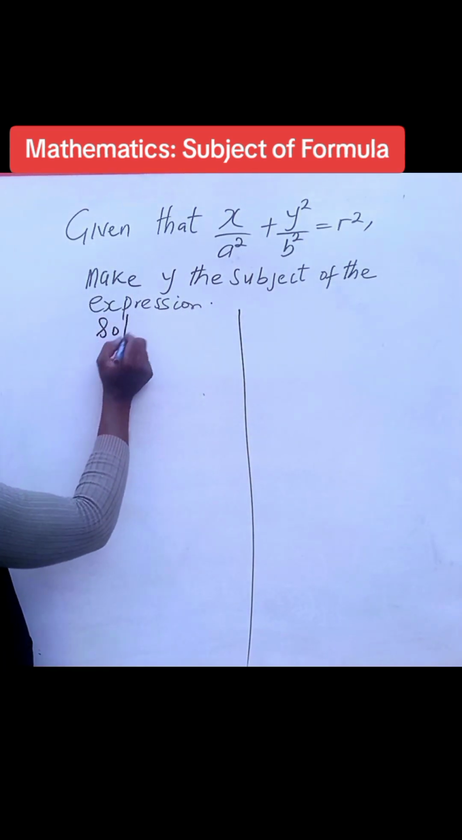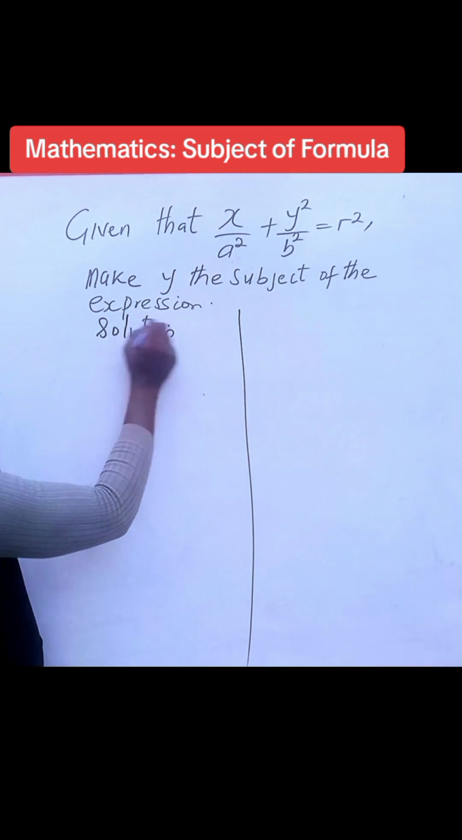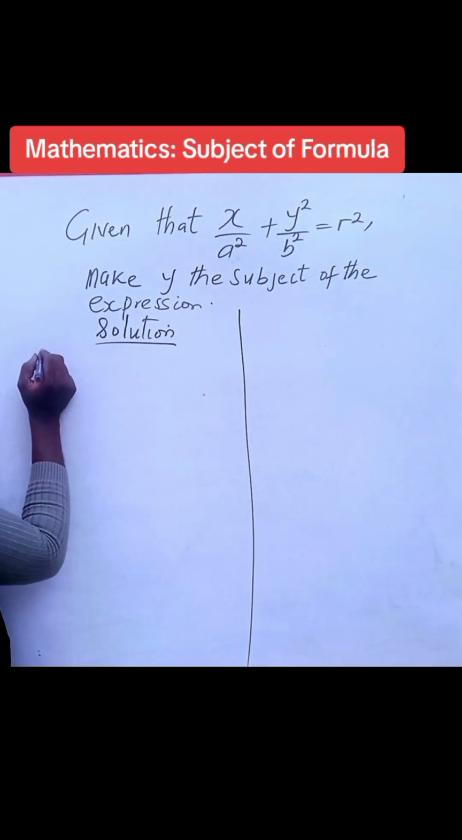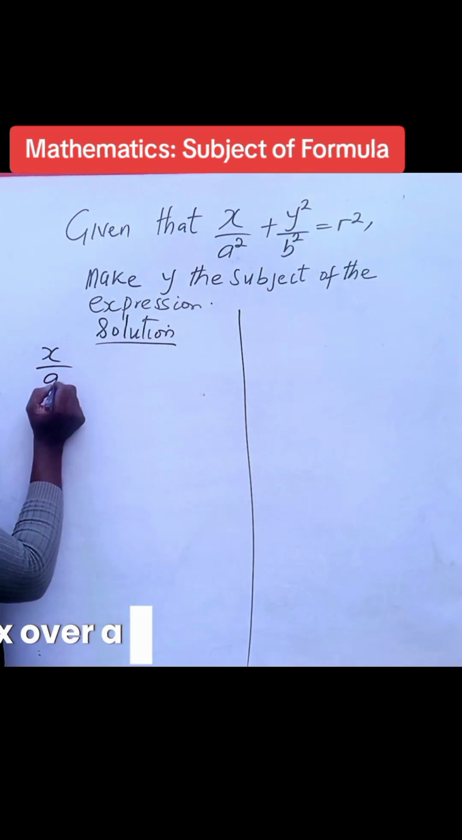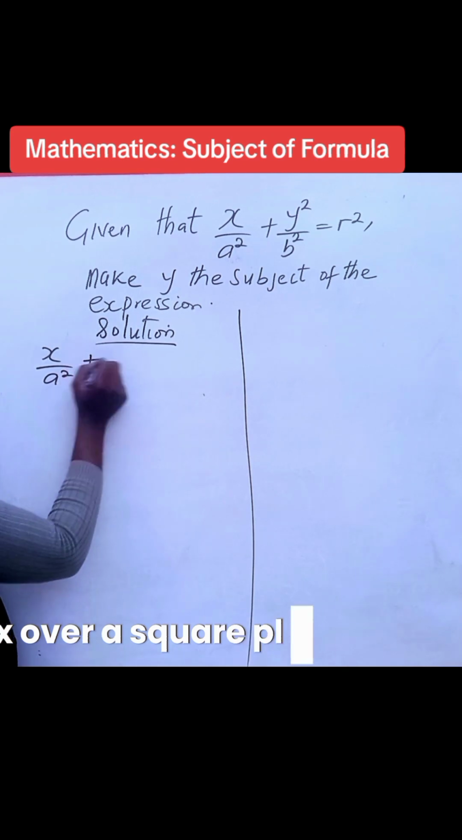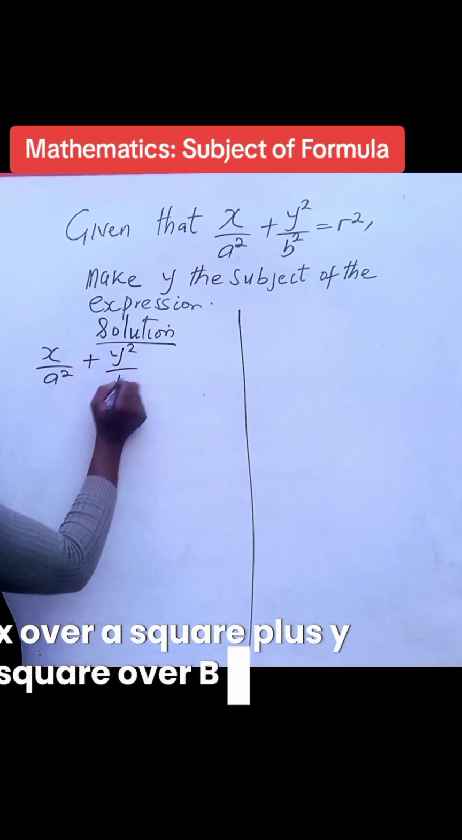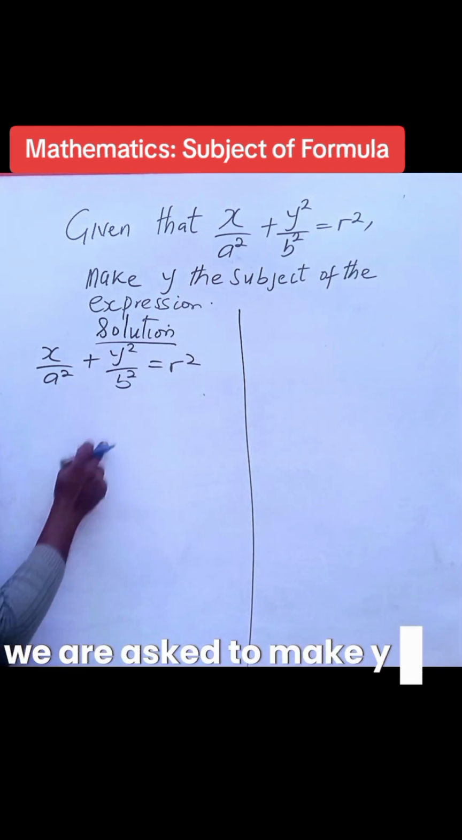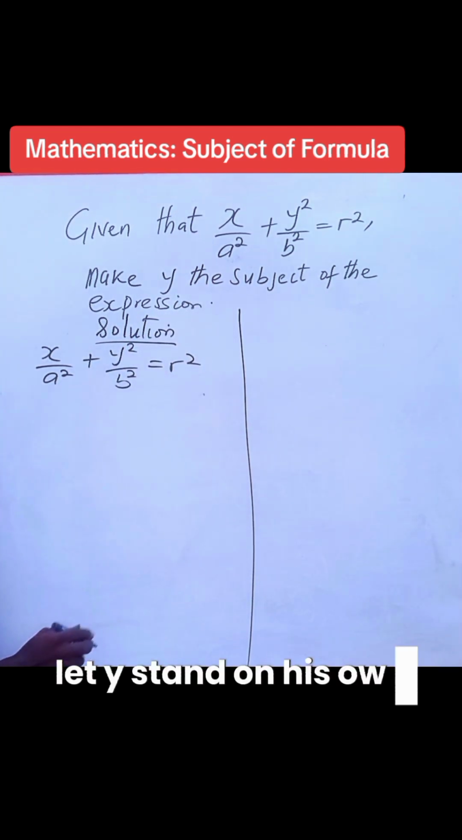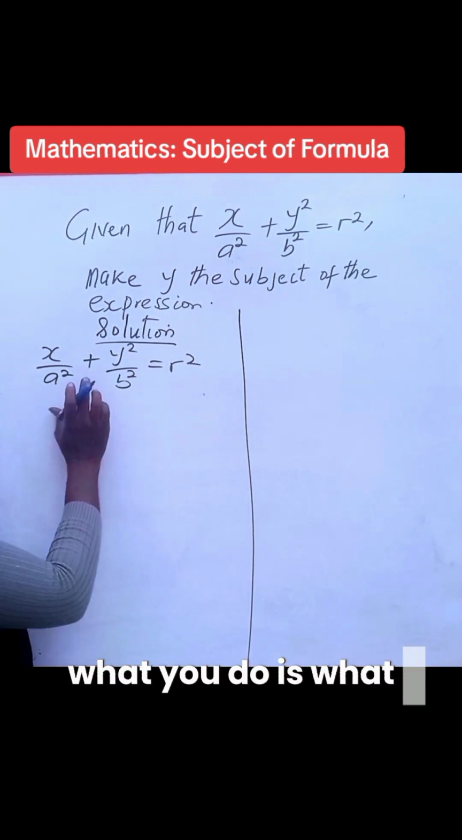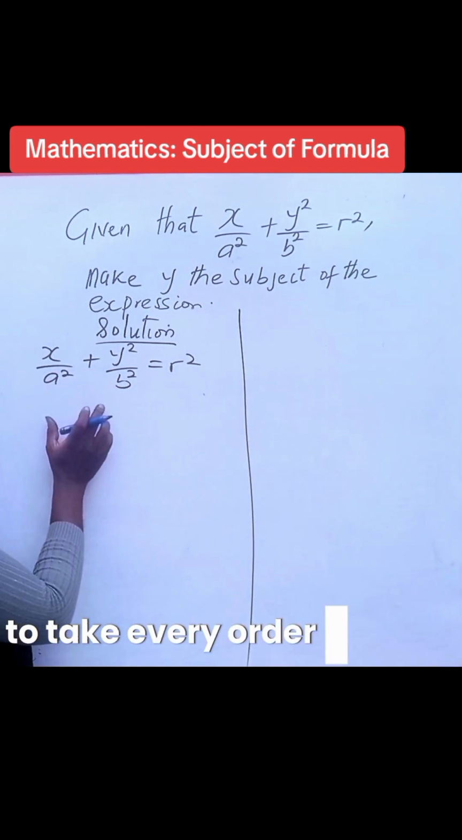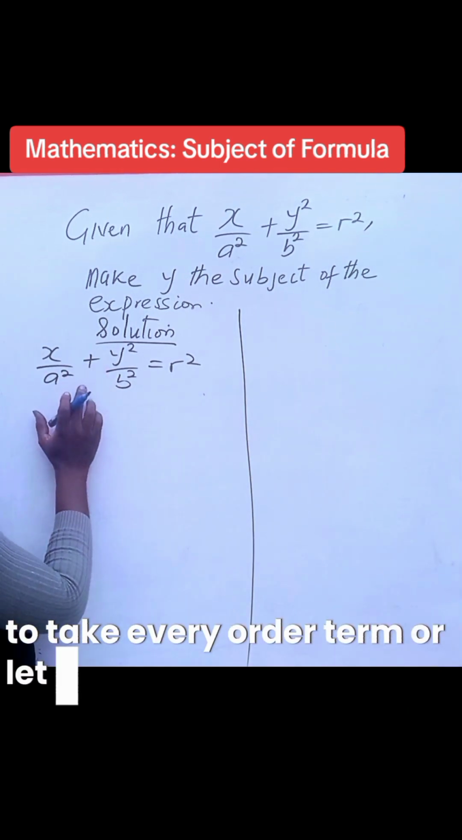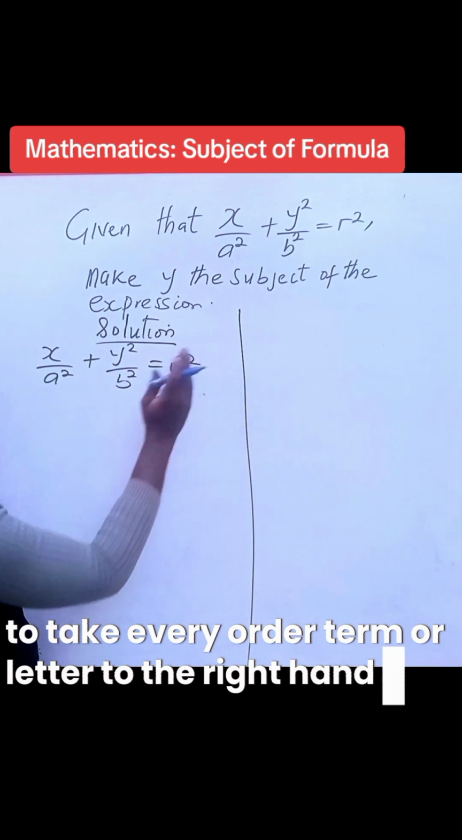Solution. x squared over a squared plus y squared over b squared equals r squared. So we are asked to make y the subject. Let y stand on its own. So what you do is take every other term or letter to the right hand side.